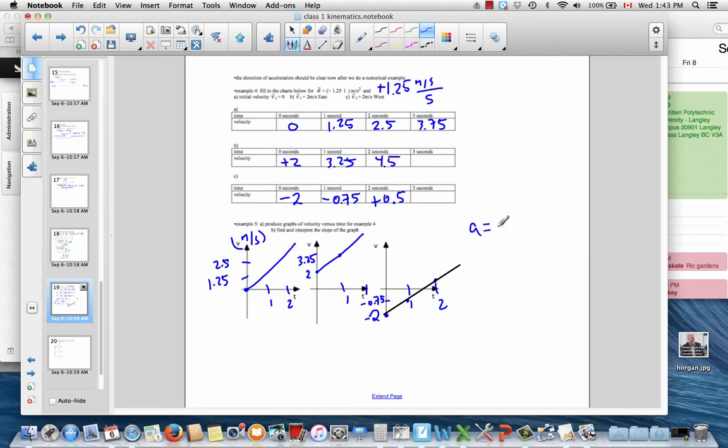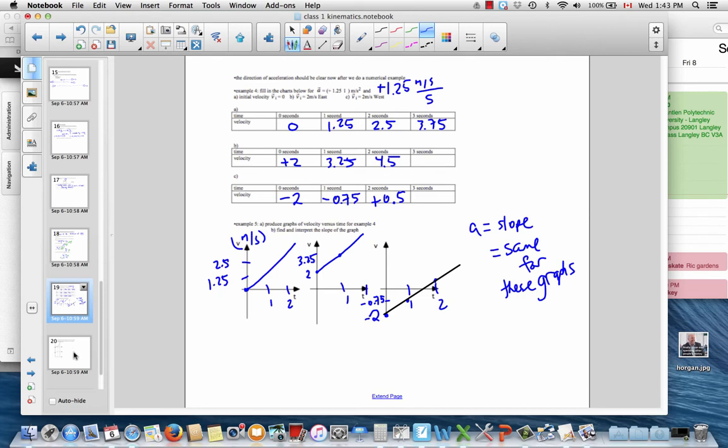In all cases, the acceleration's the slope, and in all cases, because these all had the same plus 1.25 meters per second squared, it'll be the same value for all of these graphs.